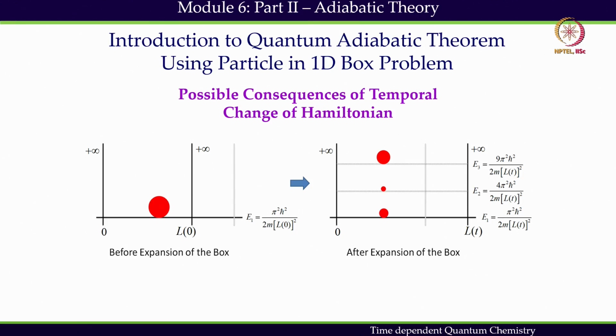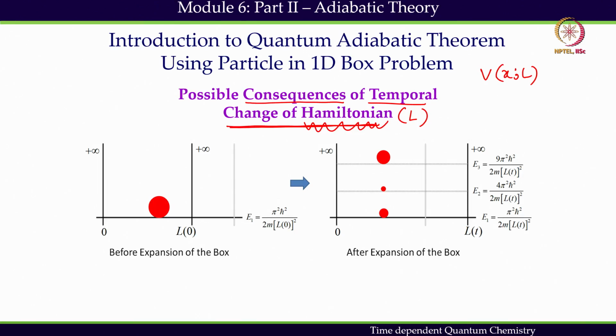We will just look at the general consequence of a temporal change of a Hamiltonian. The Hamiltonian depends on L because it depends on V, and V has a parameter which is L. That is why the Hamiltonian depends on the parameter. So, this is the parameter which is controlling the Hamiltonian. So, we are talking only about a parametric change, a change in the parameter.